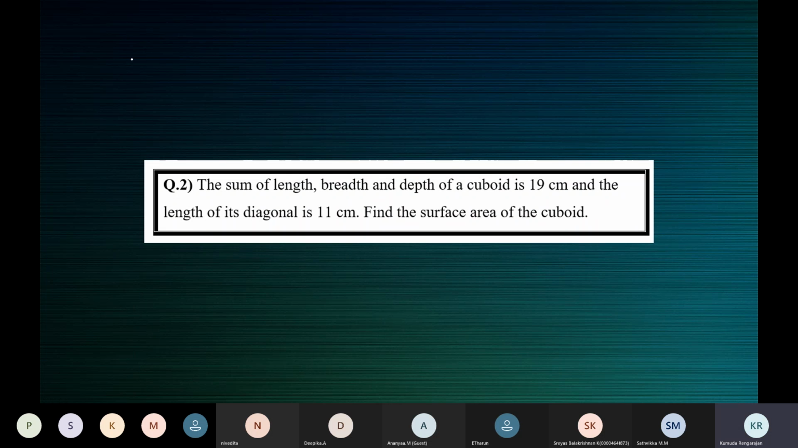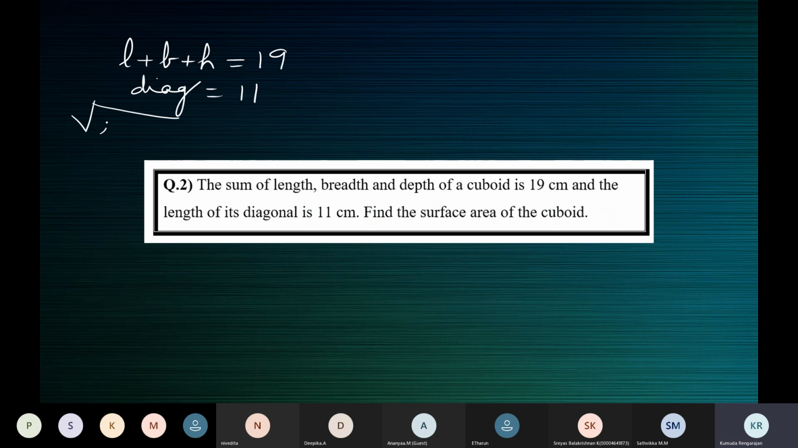So in question 2, we're given that the sum of the length, breadth, and depth of a cuboid is 19 centimeters. And the length of its diagonal is 11 centimeters. We know that the diagonal is given by the formula root of L square plus B square plus H square, which is equal to 11.